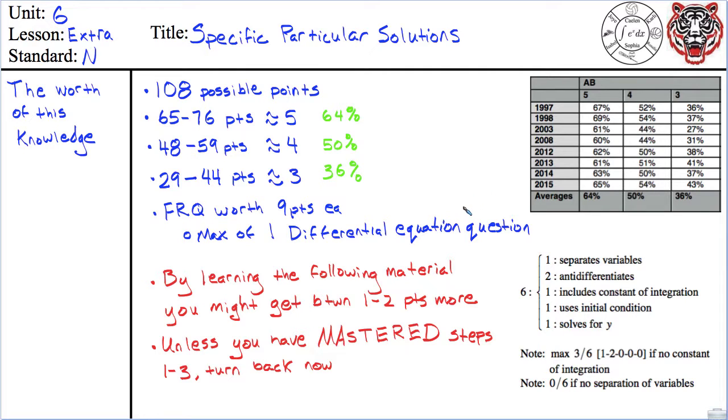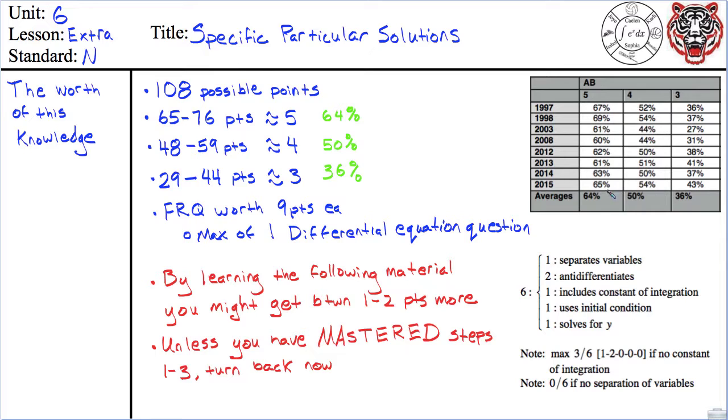All right, so before I even begin teaching, I want to talk about how much this is worth to you on the AP test. So some basics, there are 108 possible points on the AP test. And in order to score a 5, you need roughly a 64%, which means you're around 65 to 76. The reason that the cutoff isn't perfect in between here is because it's very approximate. It changes from year to year depending on how everyone else did on the test.